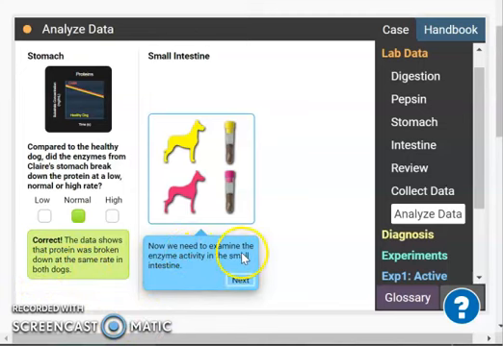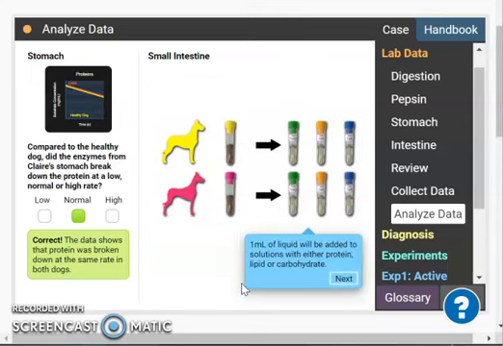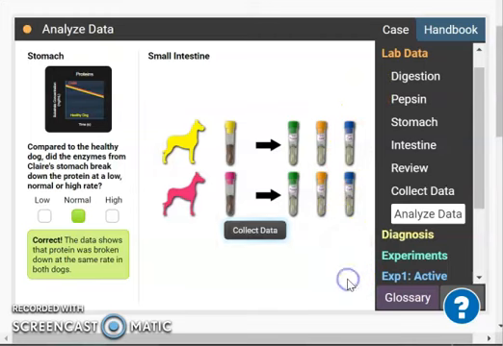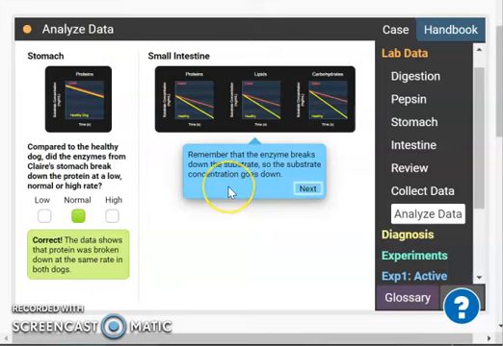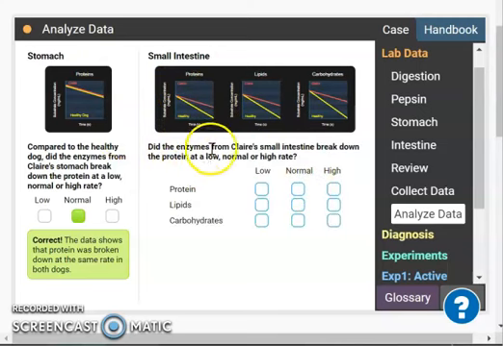Now we need to examine the enzyme activity in the small intestine. The way we'll do this is we'll take a milliliter of the liquid from their small intestines and put it into the solution of either protein, lipids, or carbohydrates. Let's collect that data. Remember, the enzyme breaks down the substrate, so the substrate concentration should be going down. Did the enzymes from Claire's small intestine break down the protein at a low, normal, or high rate?